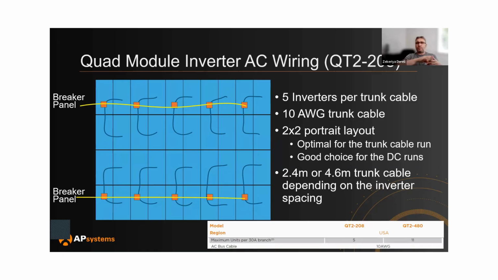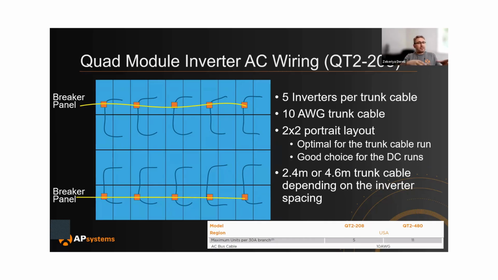You can do 2 by 2s, 1 by 4. I normally like to optimize for the trunk cable. With the modules, you can connect them with the DC extension cable. It's not really a big deal, but the trunk cable is a 10 gauge cable with the connectors. You also want to reach every inverter, so you may want to optimize around the trunk cable.